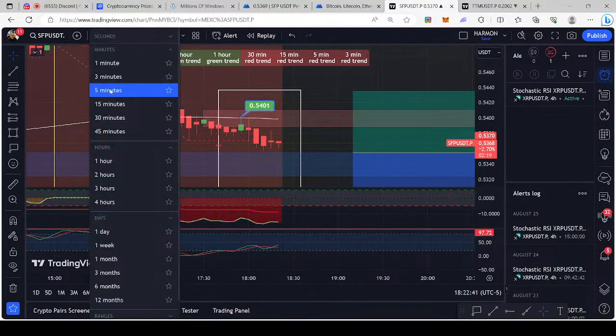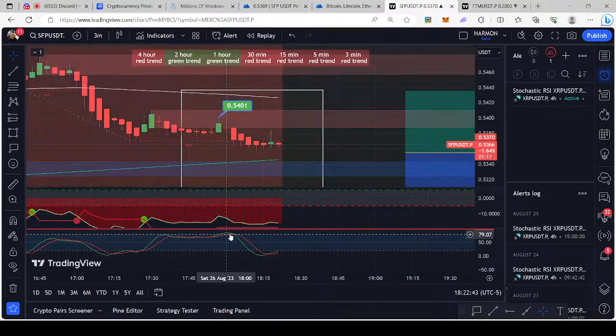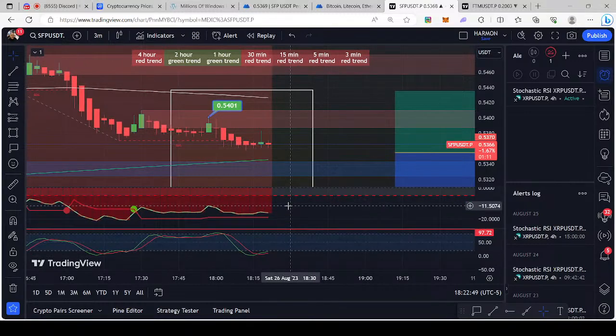And then the 3 minute is what we want to pay attention to. We want to sell at the top, take profits at the bottom, and then when the 3 minute starts to bend back down again, that's the next time we want to get in there.